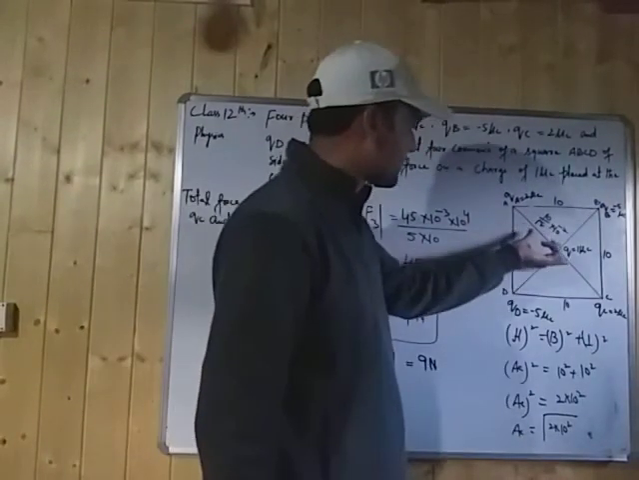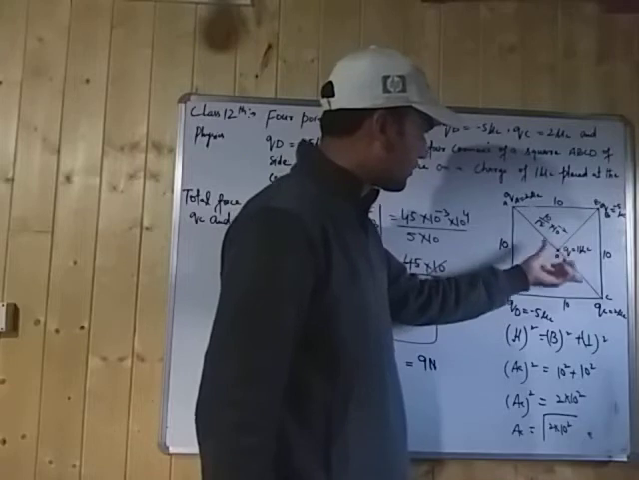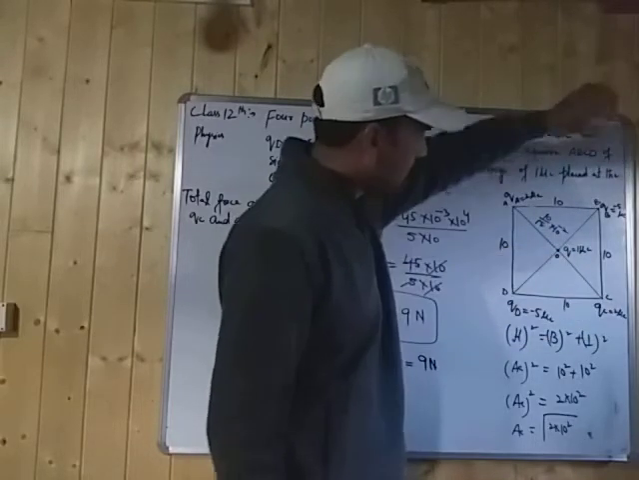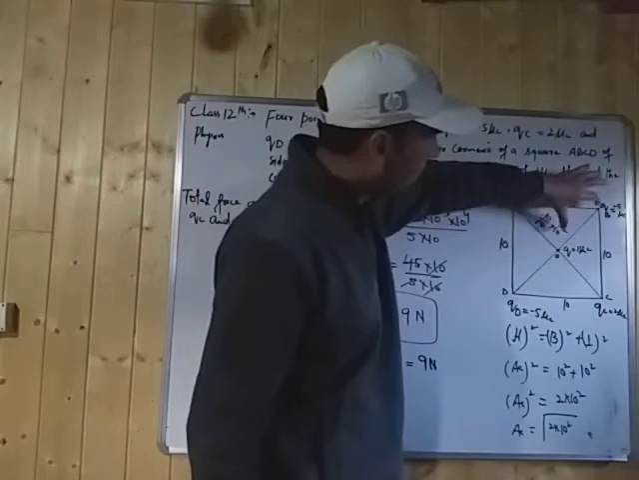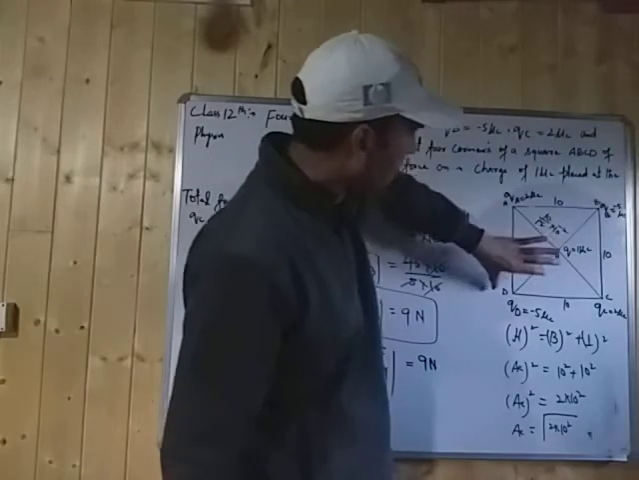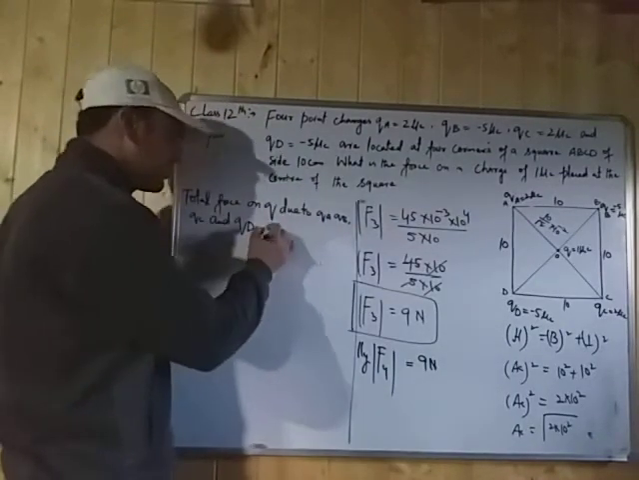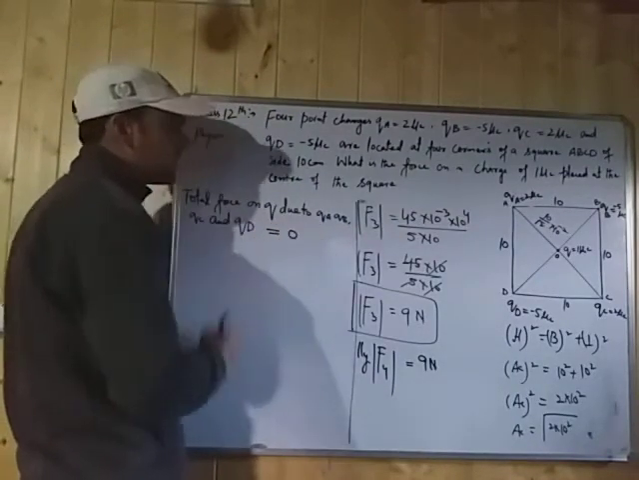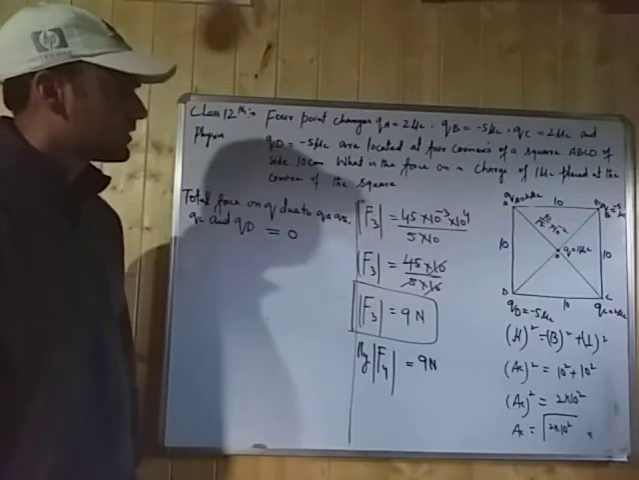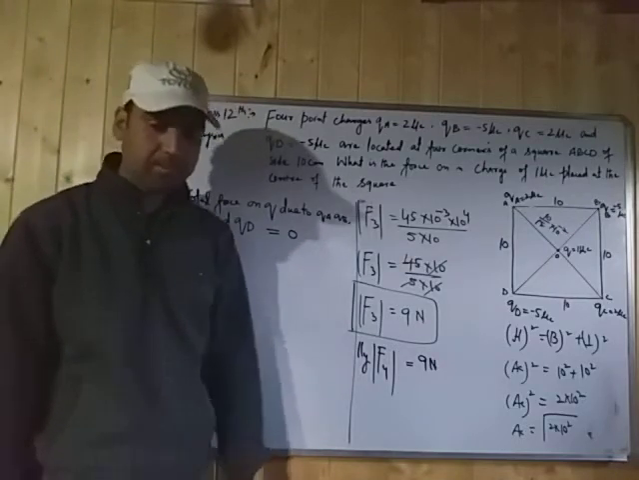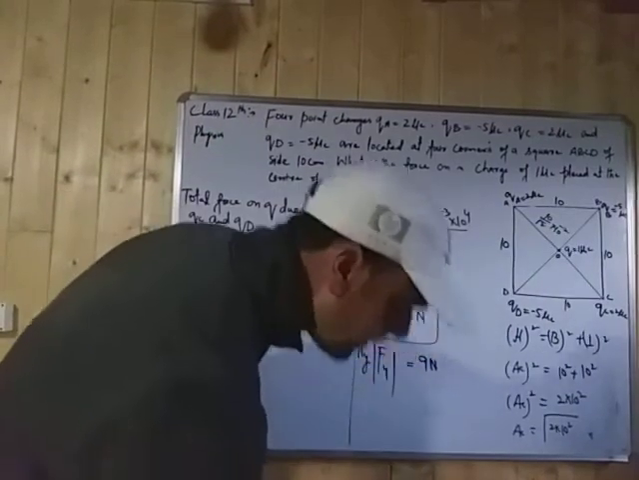Here the force on charge Q due to these two charges A and C is 0. Similarly, the force on Q due to these two charges B and D is equal to 0. So the net force will be equal to 0. So it was our first numerical. Our second numerical.